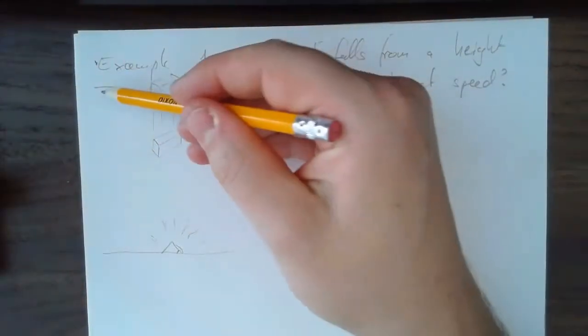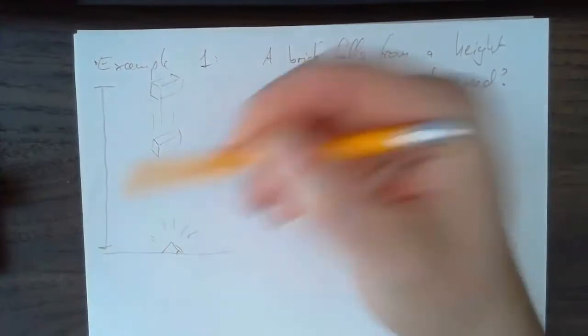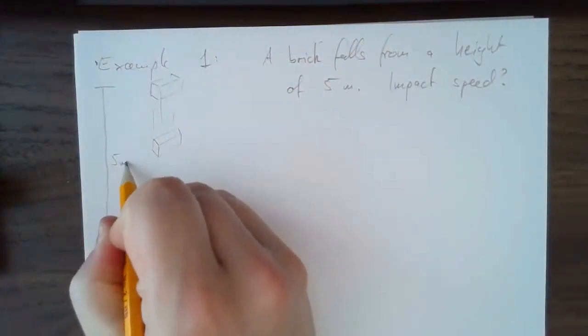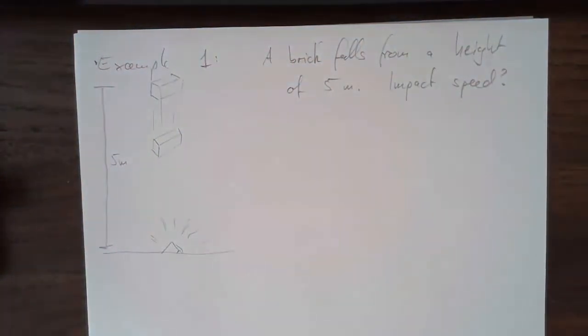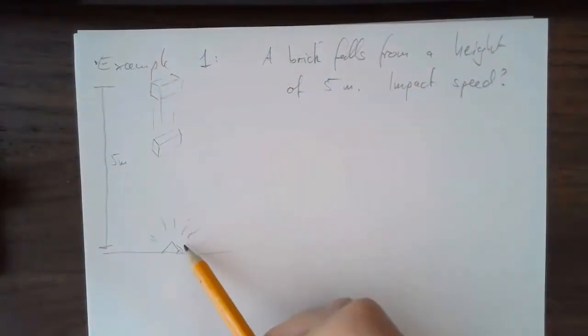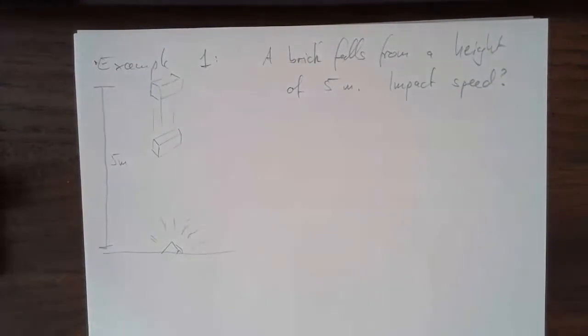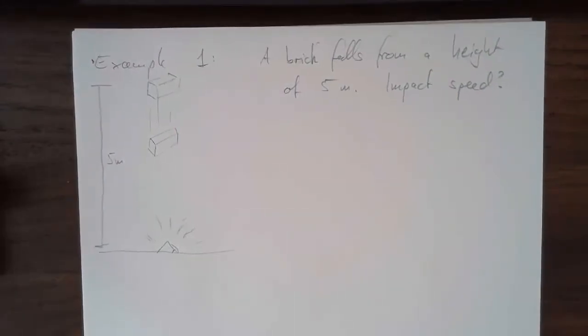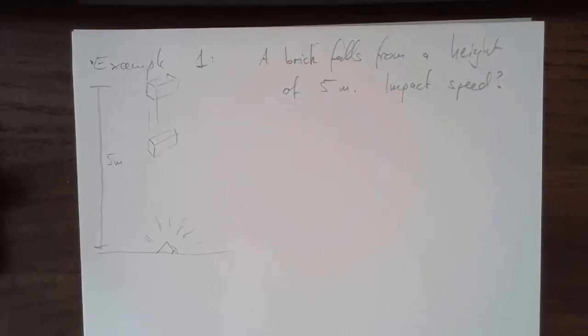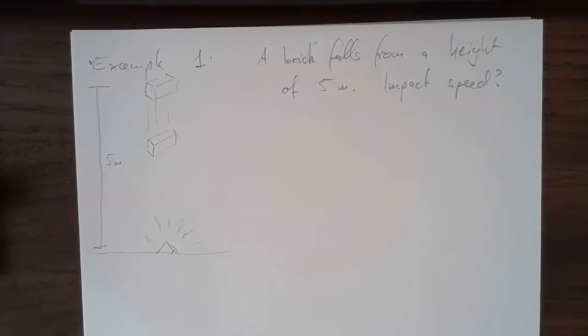So my height is 5 meters. We're asking, if I drop it from this height, how fast is it when it hits the ground? Now actually you can solve this problem based on the kinematics you know from earlier in the course, and the fact that the acceleration of the brick, assuming it's on Earth, is going to be 9.8 meters per second squared.